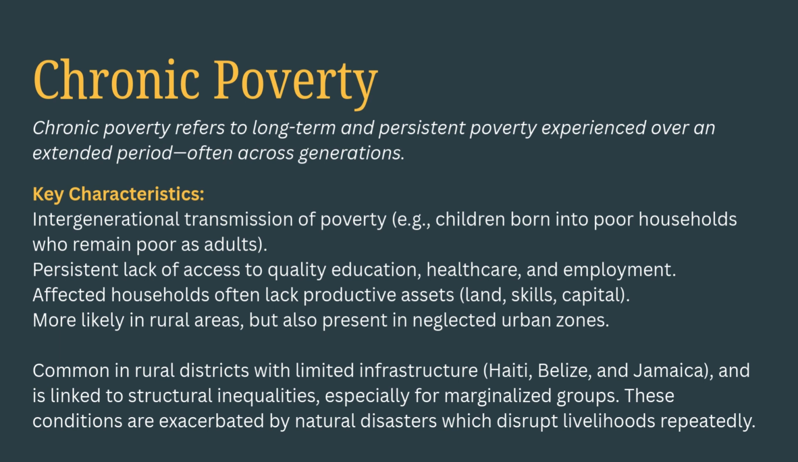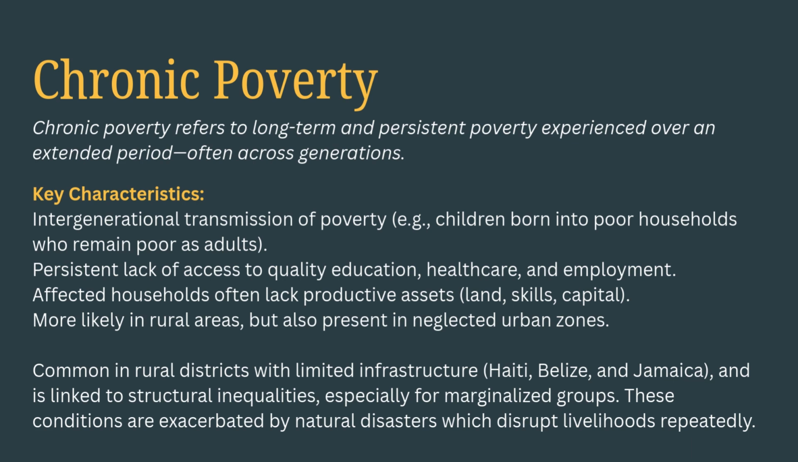The last type of poverty we're going to look at today is chronic poverty. Chronic poverty refers to long-term and persistent poverty experienced over an extended period, often across generations. So your great-great-grandmother and grandfather were poor, your great-grandmother and grandfather who came after them were poor, your grandparents were poor, your parents were poor and now you are poor. That is chronic poverty, that is passed down through generations.